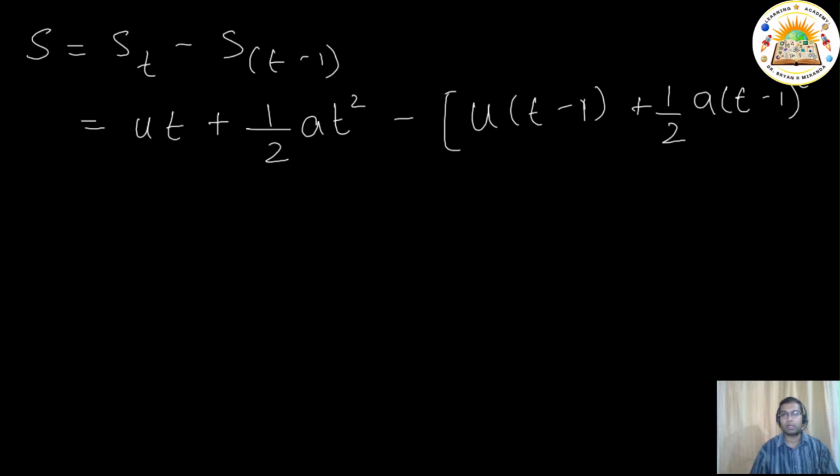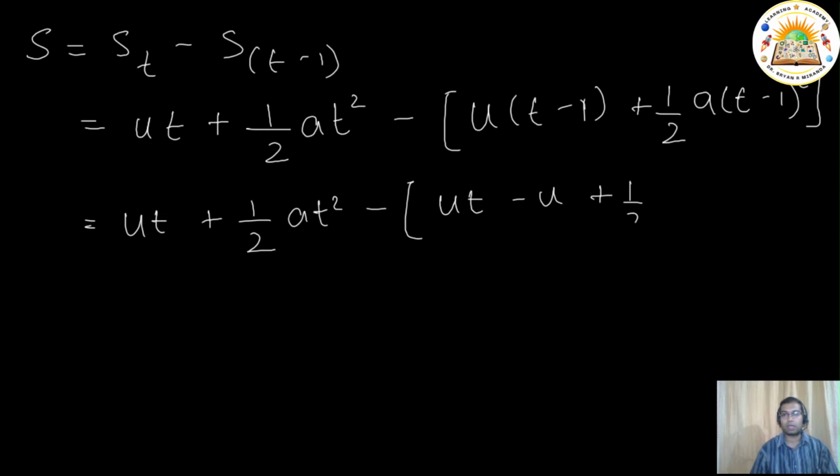So that means S is going to be S of t, which is what is written first, minus S of t minus 1, which is ut plus half at square minus u of t minus 1 plus half a of t minus 1 square. So that would mean ut plus half at square minus ut minus u plus half a. Now this is a minus b whole square, so I'll have t square plus 1 minus 2t.